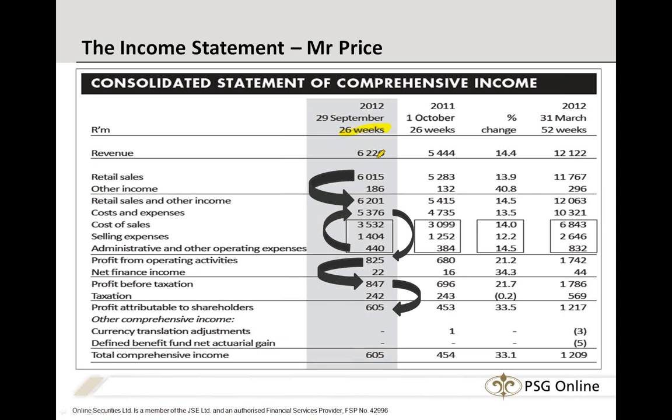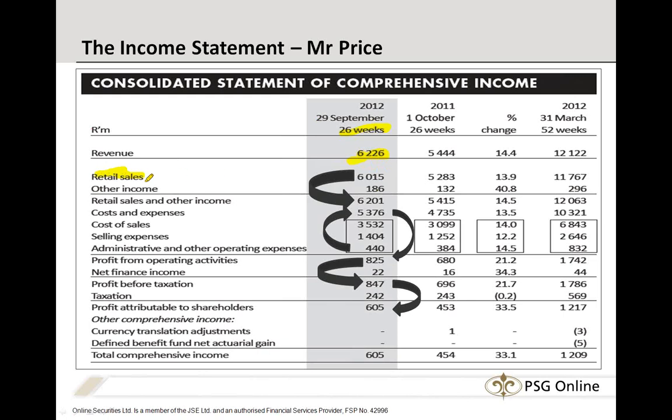Obviously, most of the stuff is on cash, but this revenue amount now does include credit sales. What we do at PSG Online, we focus on the retail sales. So in this situation, we're at 6 billion. Remember, this is in millions, rand billions. This is 6 billion. Okay.